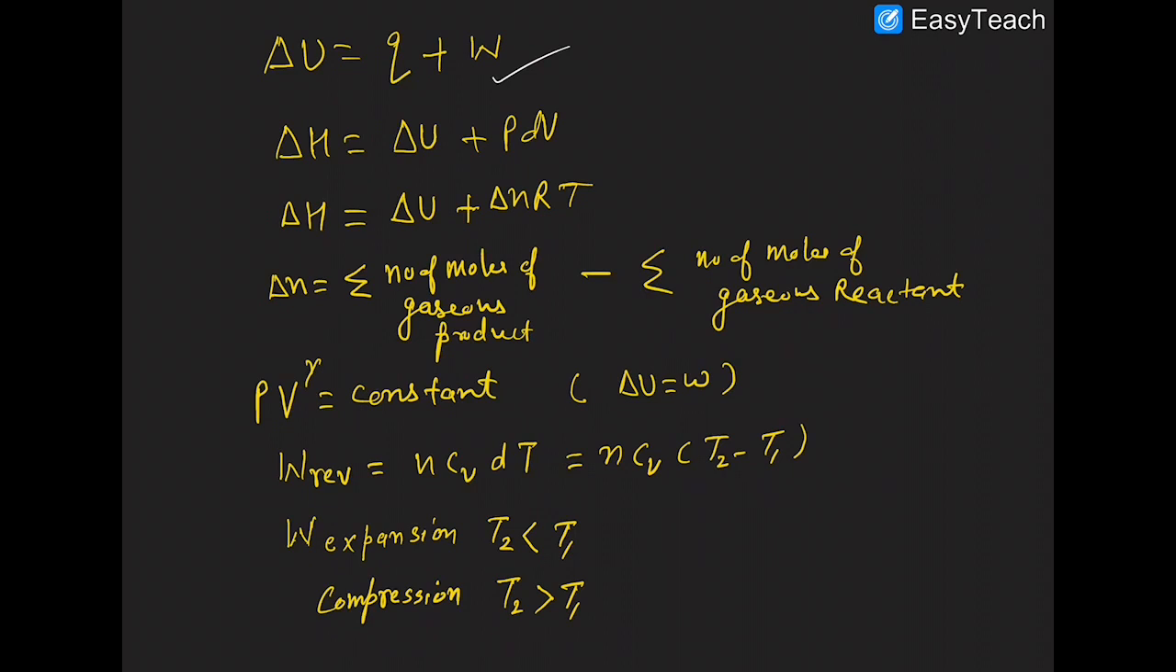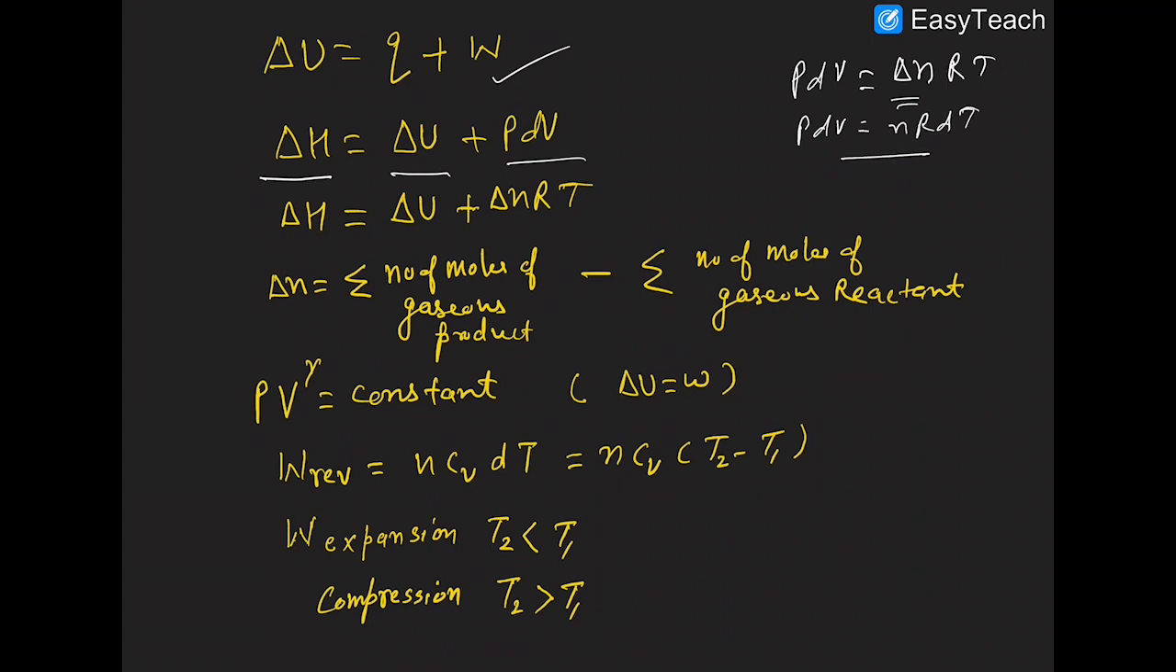Now change in enthalpy is equal to what? Delta H is equal to delta U plus P delta V. So P delta V, what does it indicate? It indicates two things. Either volume changes because of the change in number of moles, or volume changes due to what? Due to change in temperature.